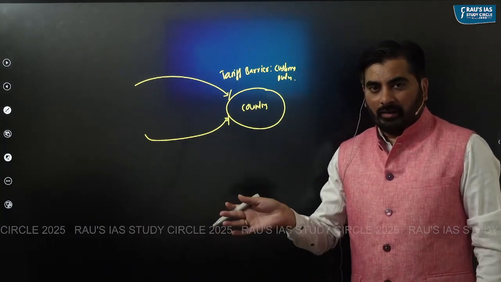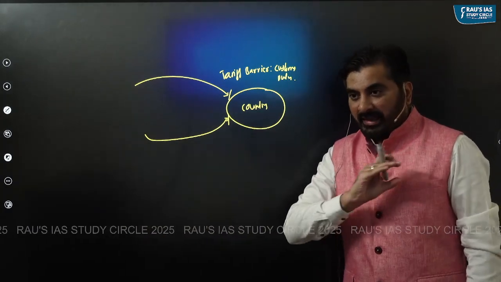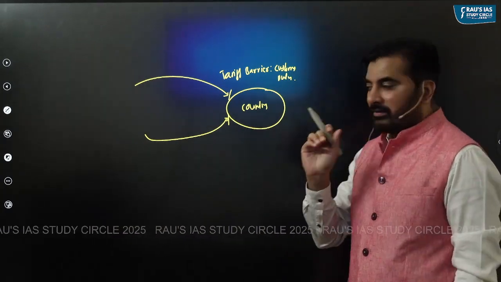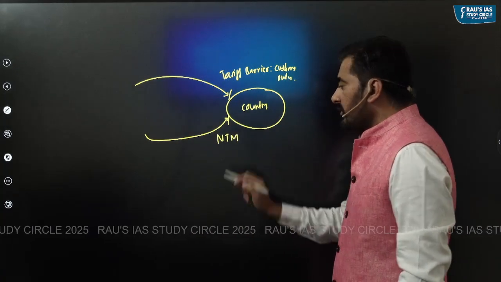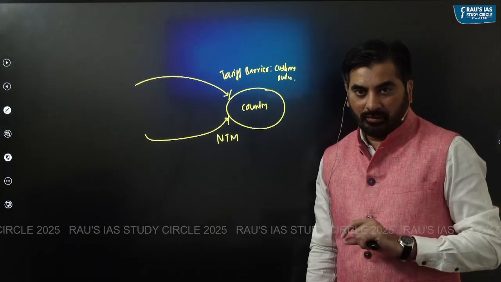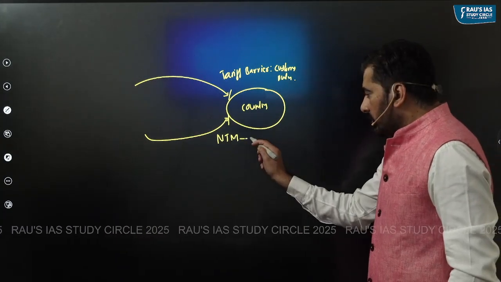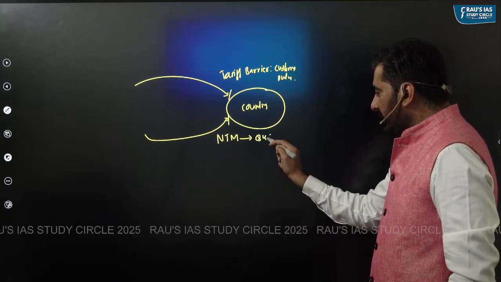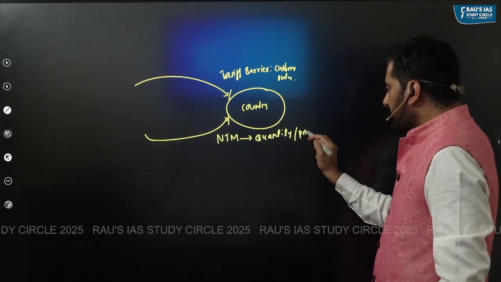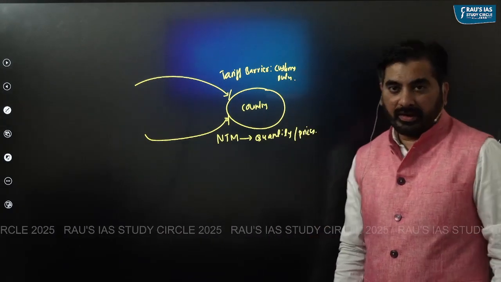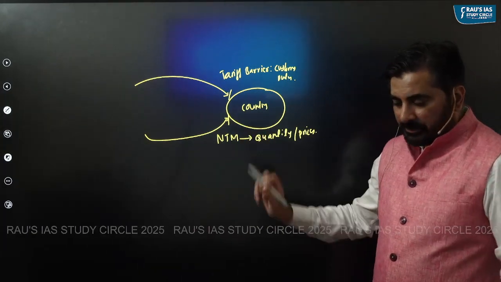Any other barrier except the custom duty. Please remember this. Any other barrier except custom duty, we will call these barriers as non-tariff measures. And these non-tariff measures could significantly impact both the quantity as well as prices of the products. So that is what is non-tariff measure.